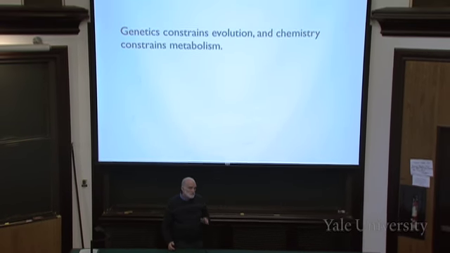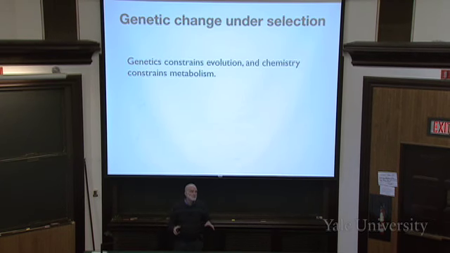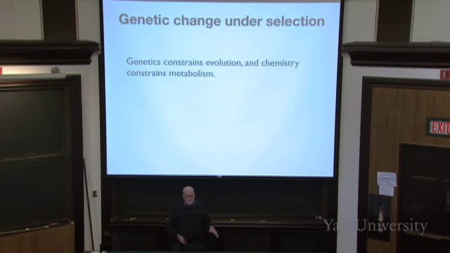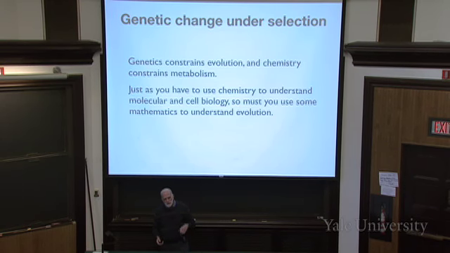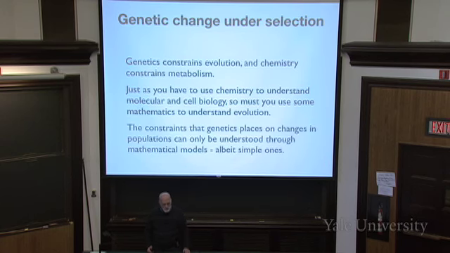Okay, now genetics constrains evolution, and genetics is doing something to evolutionary thought which is about what chemistry does to metabolism and structure and about what physics does to chemistry. Okay? There's a broad analogy there. If you want to understand molecular and cell biology, you learn a lot of chemistry. If you want to understand some evolution, then you need to learn a little bit about how genetics constrains evolution, and so you need a little math.